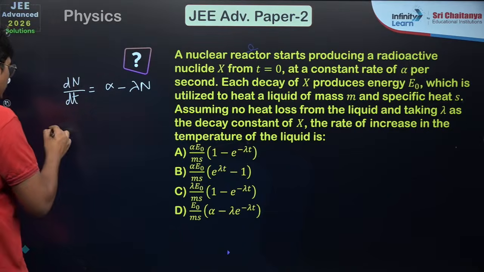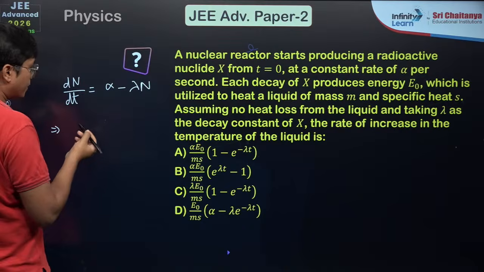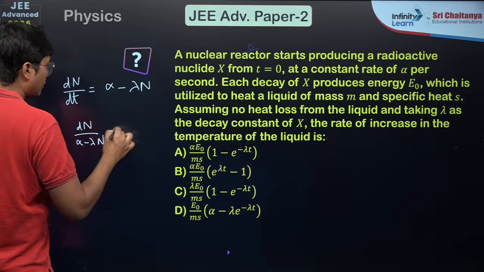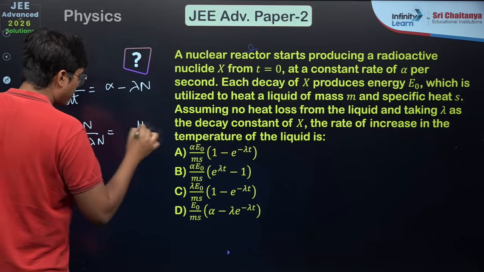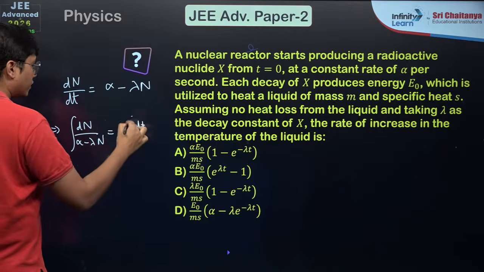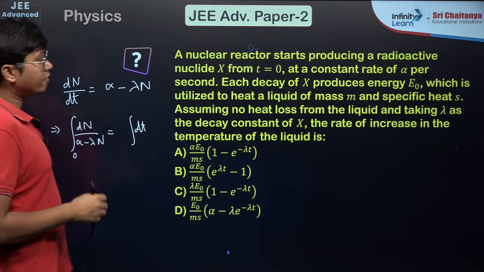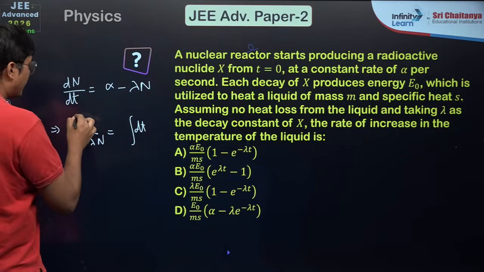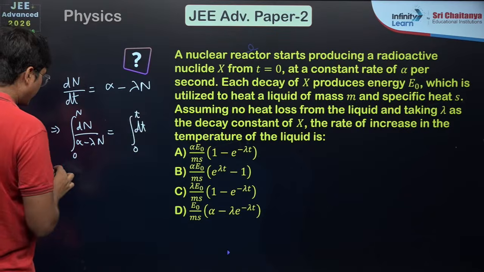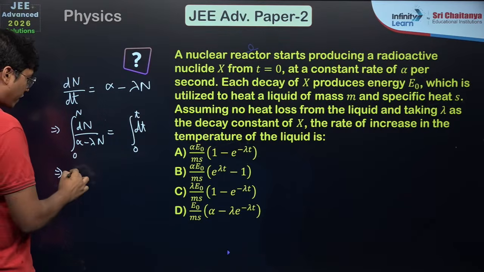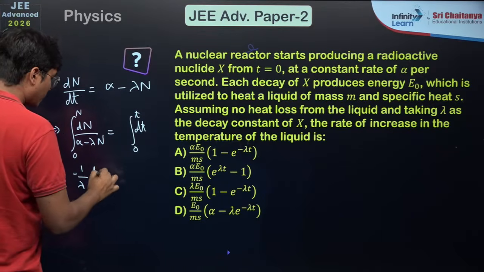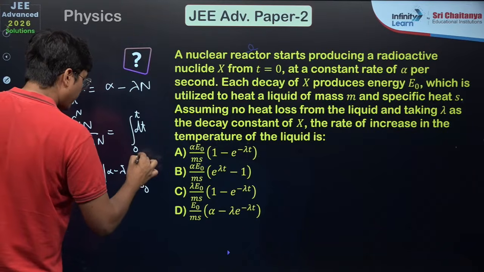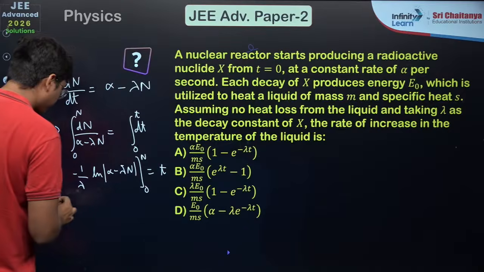I can get to an equation for n. We have dn over alpha minus lambda n, that is equal to dt. Apply the integration over here. You start with n value 0 because in the beginning there was literally nothing, it starts producing. And let's say at a certain time t it is n and the time goes from 0 to t. We got that down. What do we have here? We have a minus 1 by lambda, ln of alpha minus lambda n, limits going from 0 to n. And here we just have a t.